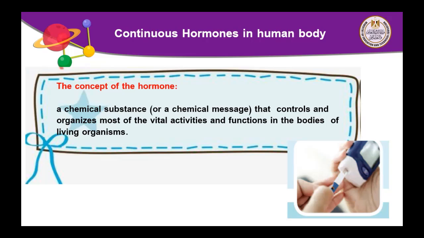A hormone is a chemical substance or chemical message that controls and organizes most of the vital activities and functions in the bodies of living organisms. We can differentiate between enzymes, hormones, and catalysts. A catalyst is a chemical substance that increases the speed of a chemical reaction. An enzyme is a chemical substance that increases biological operations inside living organisms. Now we will talk about other chemical substances in our body, which are responsible for controlling and organizing some vital activities and functions in our body.